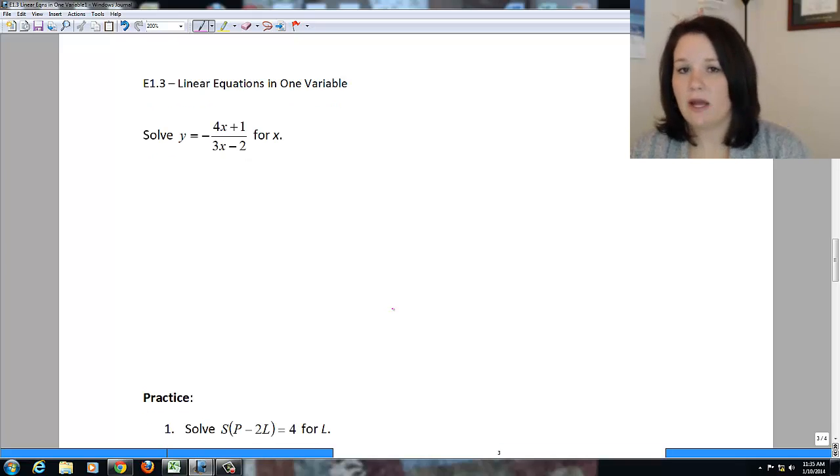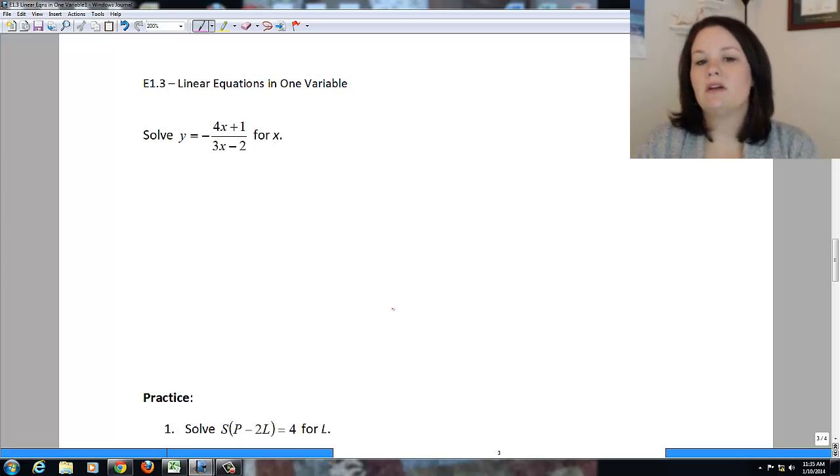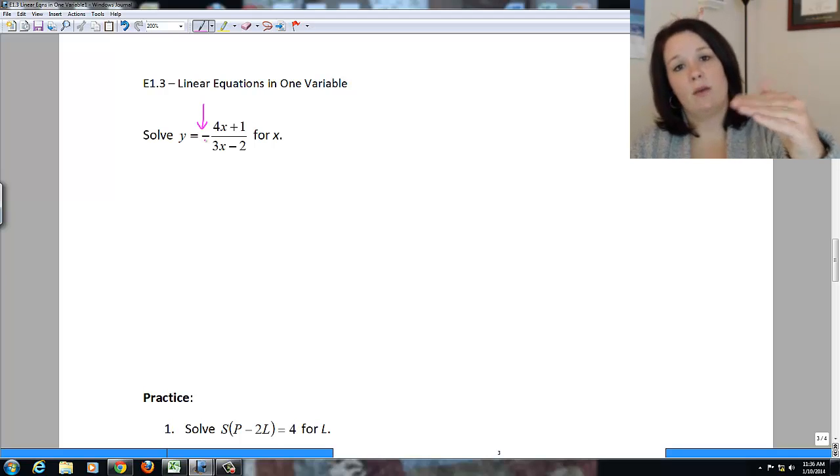This one's the same idea. The only difference is we're solving for a variable that shows up in the denominator and the numerator. So just like before, I'm going to solve this one by clearing fractions. Now, I do have this negative in front, so this negative is not being applied to the top and the bottom. Remember, with negatives, you either stick it on the top or the bottom.